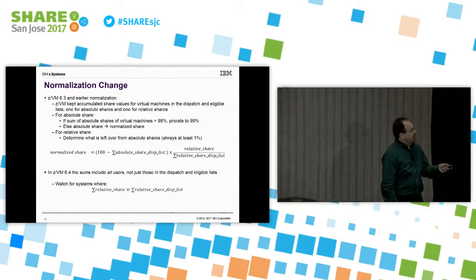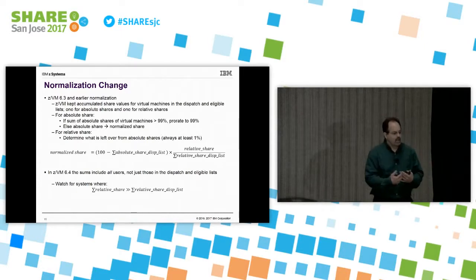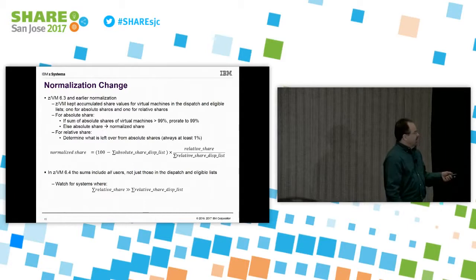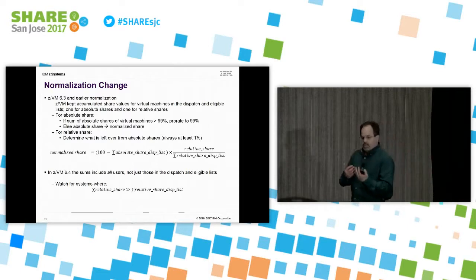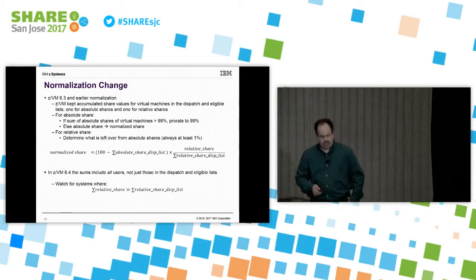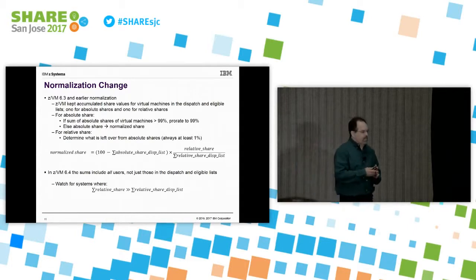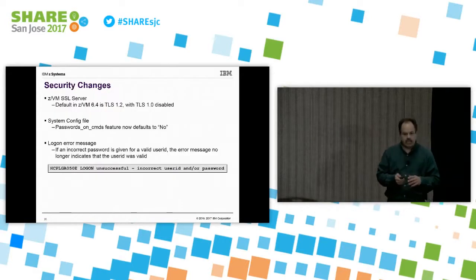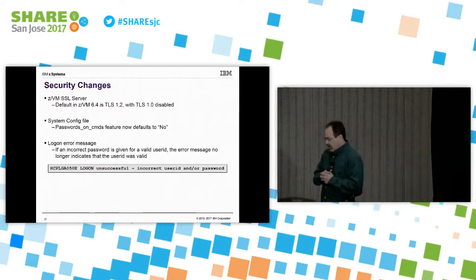So something you want to watch when you go to 6.4, if you have a lot of users, a lot of virtual machines, depending on how the shares are distributed, a lot of virtual machines in the dormant list that aren't doing anything, that could impact the amount of work getting done. So if the sum of your relative shares is much greater than the shares of the virtual machines that are in your dispatch list, you might want to look at how those are allocated, how that's distributed. So again, these are some subtle things that could change the behavior based on those algorithm changes. It's meant to improve, but just be aware of that.